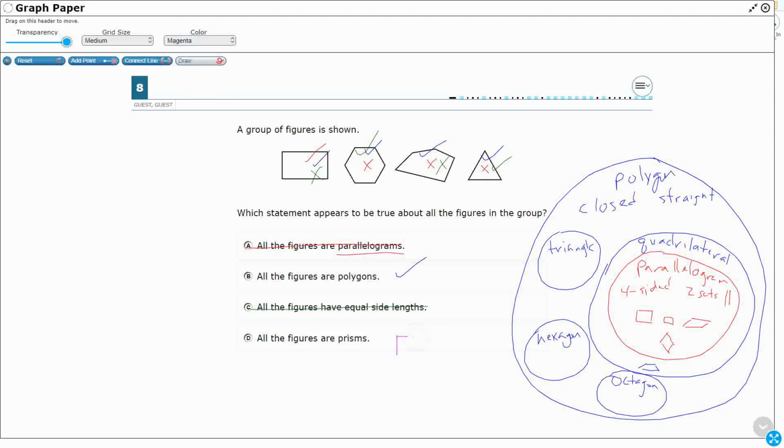Prisms are three-dimensional shapes, right? Like cubes, rectangular prisms, triangular prisms. That's what we're dealing with. None of those work. So our answer here is B.